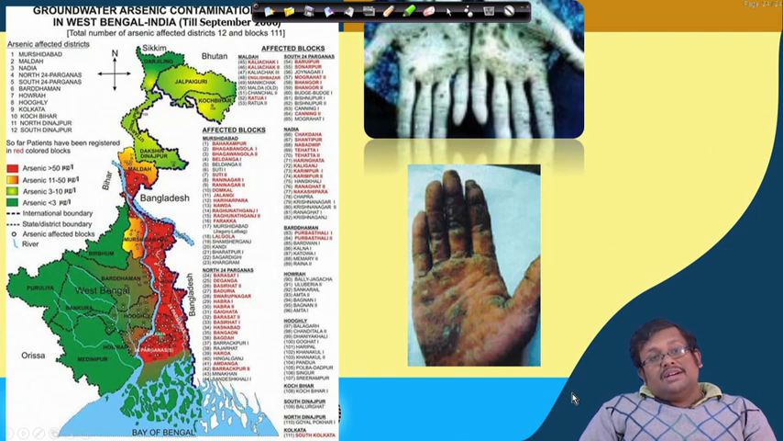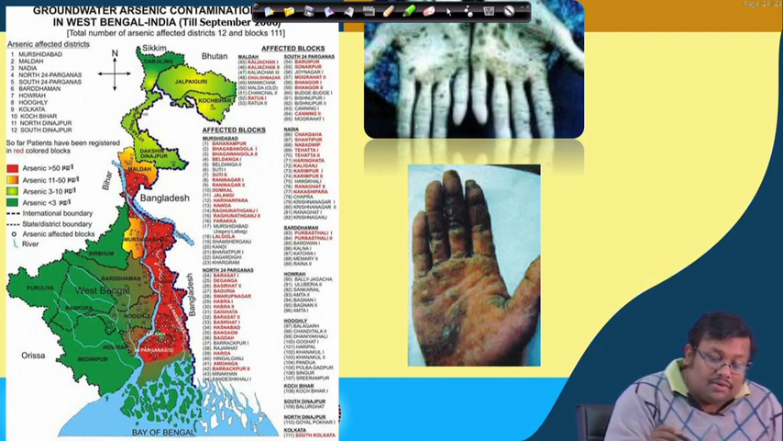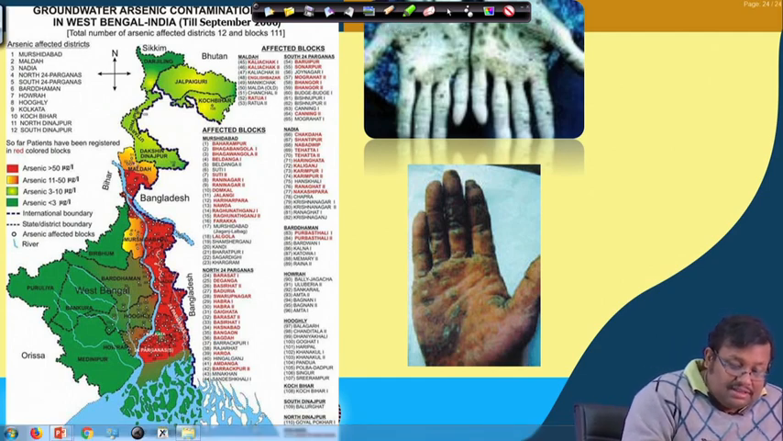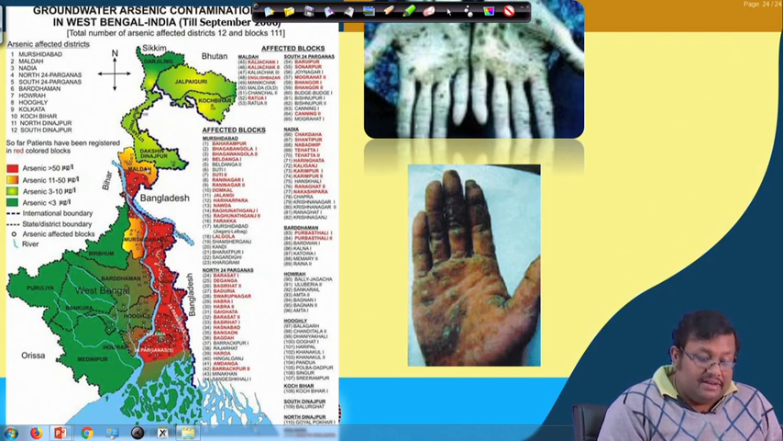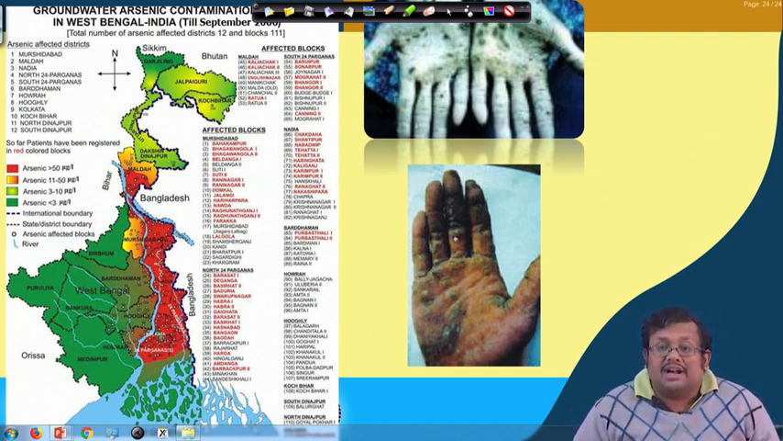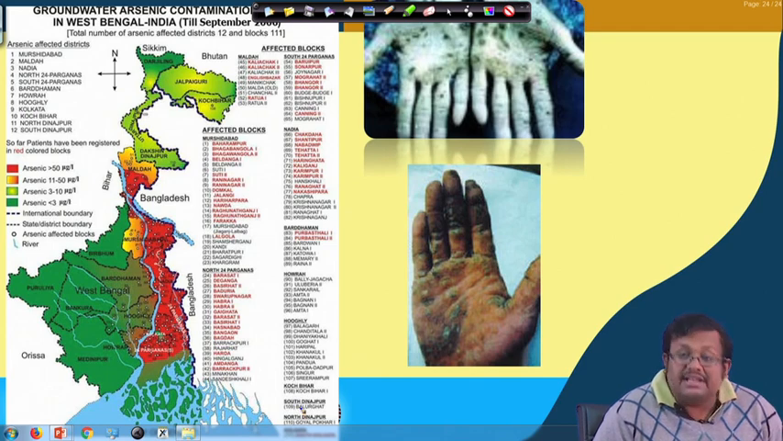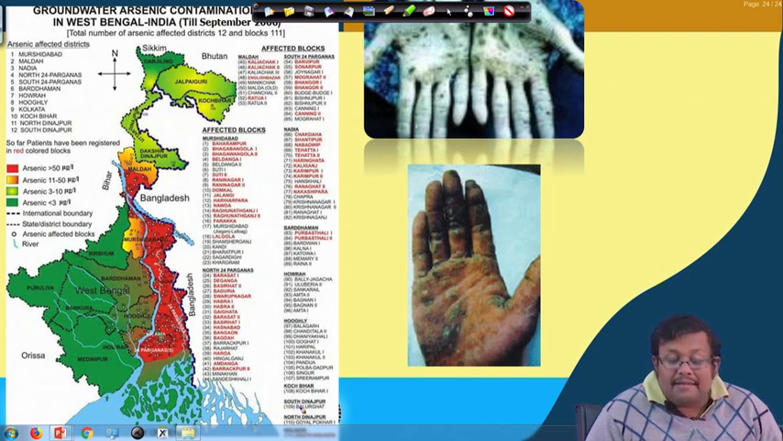So you can see this shows the groundwater arsenic contamination scenario of West Bengal state of India. These red zones and yellow zones show high accumulation of arsenic, and that's why its contamination is very prevalent in this region. You can see some of the toxic health effects, and ultimately it goes towards deleterious health effects, and ultimately it produces carcinogenic effects on the body.